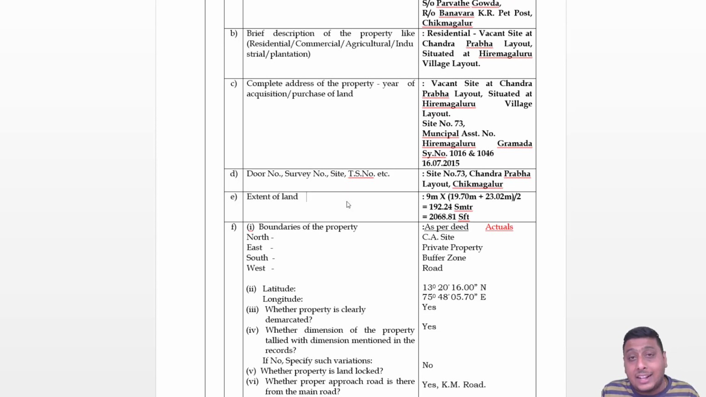Extent of land: we are going to measure it using the measuring tape on the site and cross verify it with the documents that have been given. Observe here very carefully. The width of the site is 9 meters at the front and the back it is the same, and the length of the site on one side is 19.7 meters and on the other side 23.02 meters. So I have taken an average of this and multiplied it, in square meters. When we convert it, that is 192.24 into 10.76, the conversion factor, very, very important. I've already told many times in my videos. So 2068.8 square feet. We have to mention it in square feet and also in square meters.